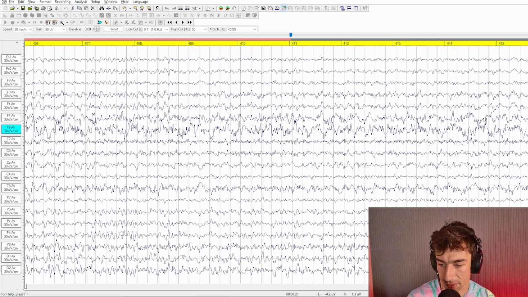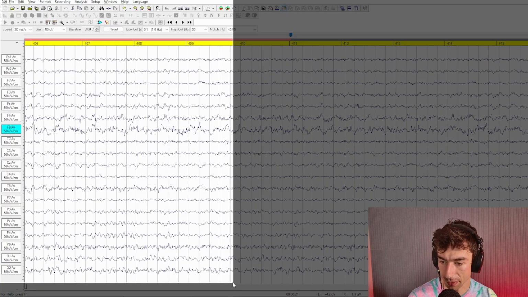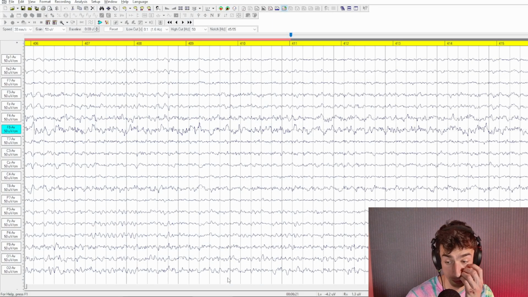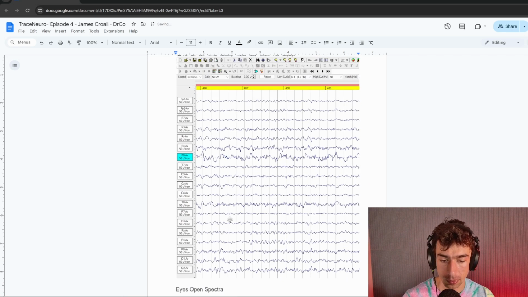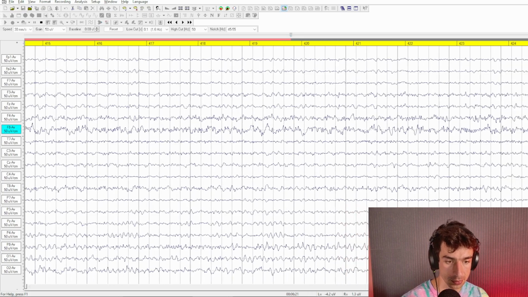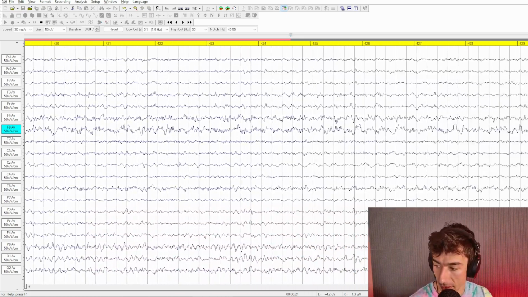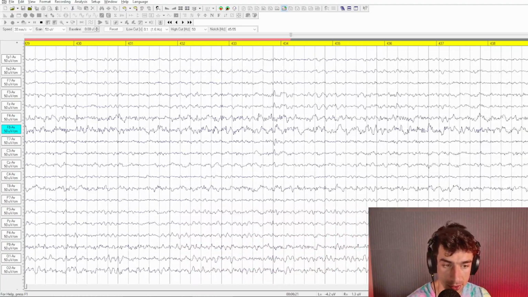Again, we're seeing this low beta activity at the back of the head and at the front. Low beta because it's in sort of the teens. This is probably like 14 hertz. And if you want to scroll through slowly in WinEEG, you can use the arrow keys.